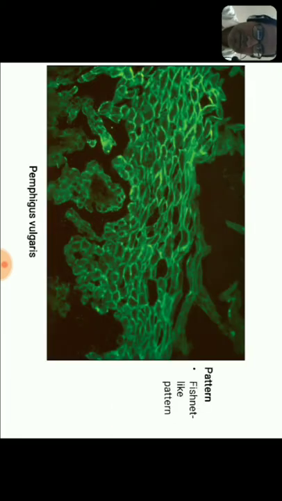The next slide is a pemphigus vulgaris patient, and in this, the golden green color is the stain which is highlighting the keratinocyte membrane, and this appearance resembles a fish net, hence it is also called a fish net pattern. Another name for it is the intracellular space pattern, ICS pattern. So a fishnet-like pattern is the classical feature of pemphigus vulgaris.